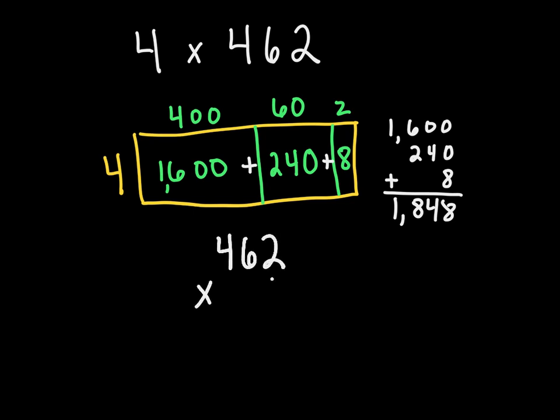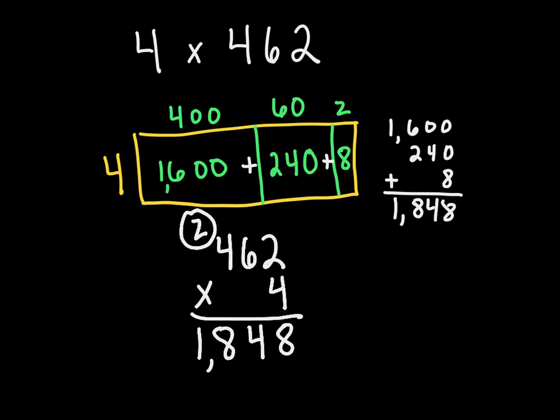How would this look if I did this the standard way? 462 times 4. Watch. 2 times 4, the ones, is 8. Go into the 10s. 6 times 4 is 24. Put the 4, carry the 2. 4 times 4 is 16, plus this 2 is 18. So there's your standard, 1,848. They're the same thing. It's kind of a good way of checking to see if you're getting the answer correctly.